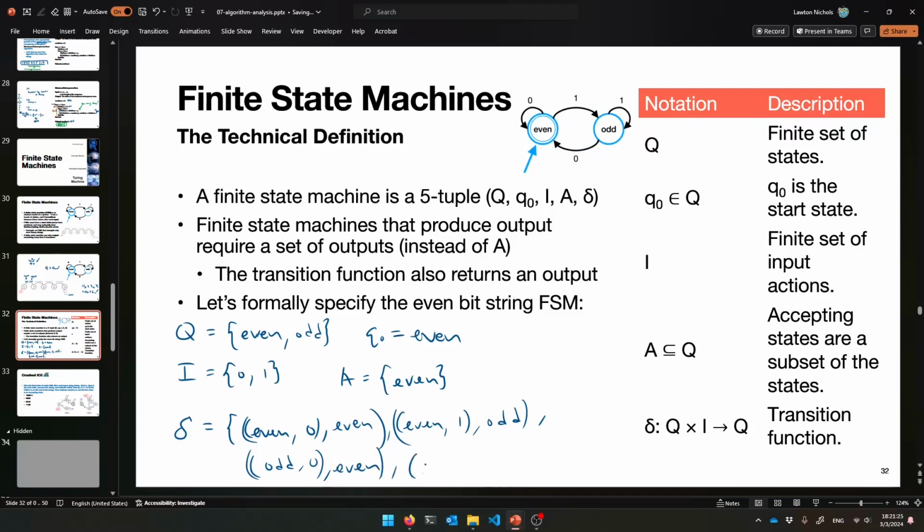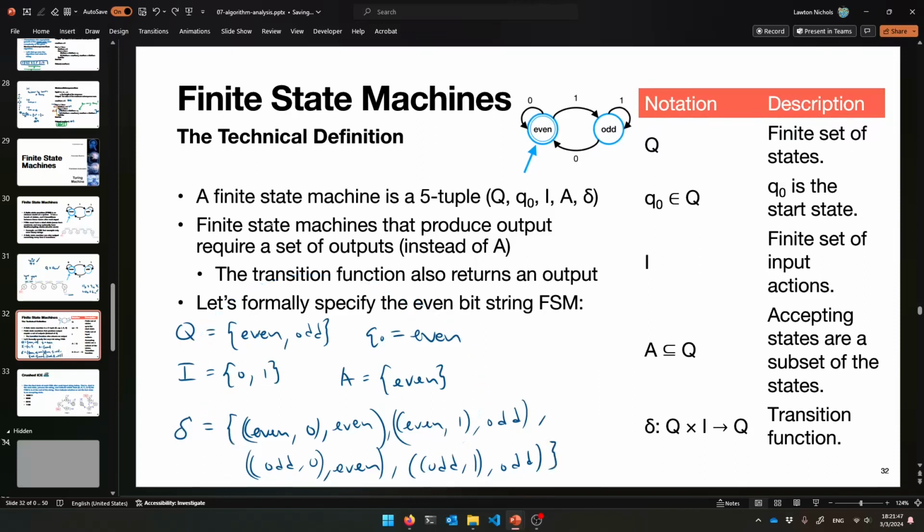And then if we were in the odd state and we see a 1, then we better remain in the odd state. So we're still odd. Odd, see a 1, still odd. So that's how we stay. So these are the 5 things you need to define exactly what it means to be a finite state machine. Everything in the picture is represented in these 5 things.